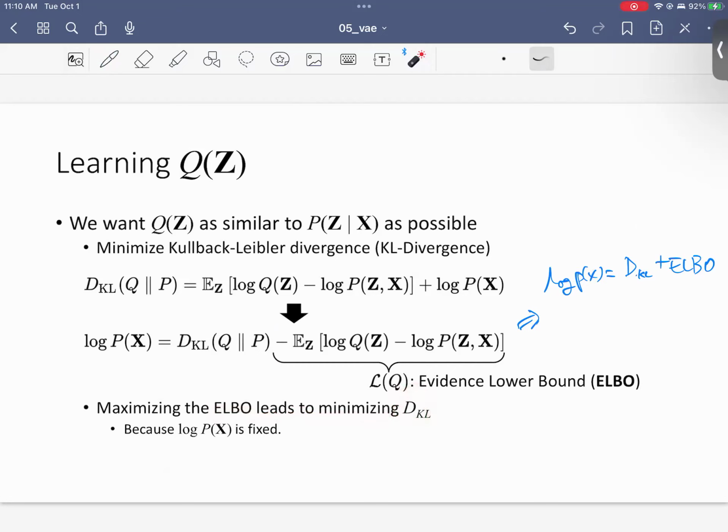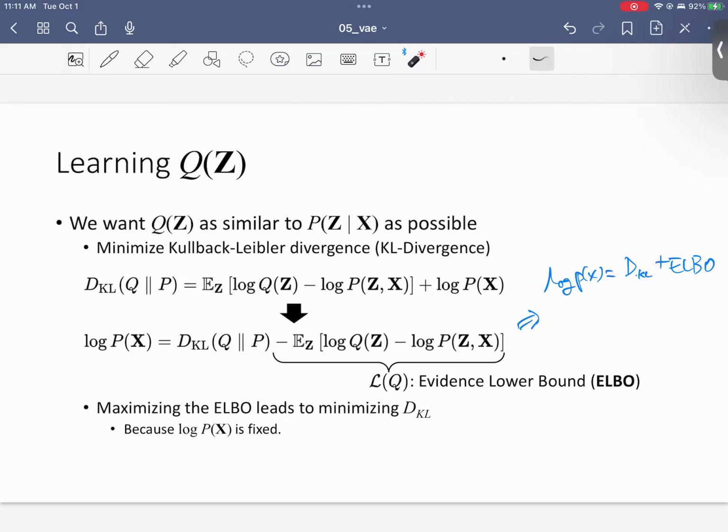Remember that what we really wanted to do in the beginning was to make this as small as possible, possibly zero, because we want Q to approximate P as much as possible. And when that happens, your D_KL will be as small as possible. So what we're really after is minimizing this. But instead of doing that, we can actually maximize this instead, and that will lead to minimization of D_KL.